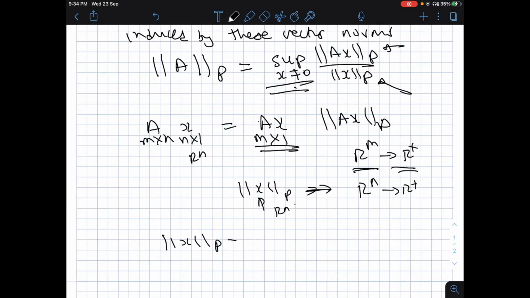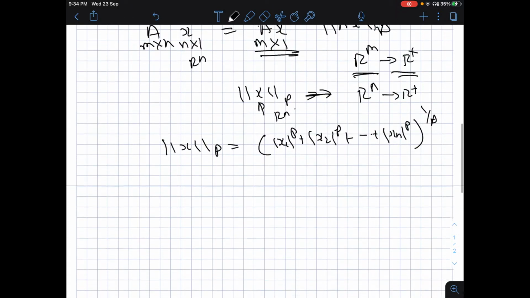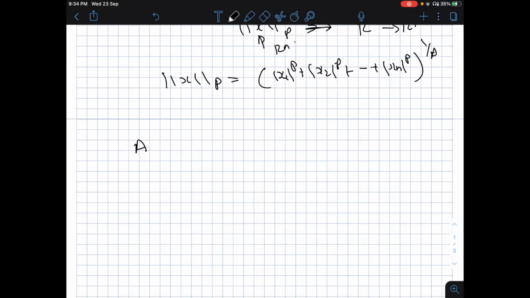If you recall, the p norm of x is the pth root of x1 to the power p plus x2 to the power p and so on up to xn to the power p. This is our vector norm. Now I am defining the pth norm of the matrix this way. For the sake of discussion, take the second norm. Then it is the supremum of f of x, which is this divided by this, for all x not equal to 0, because we want to avoid the 0 by 0 problem.